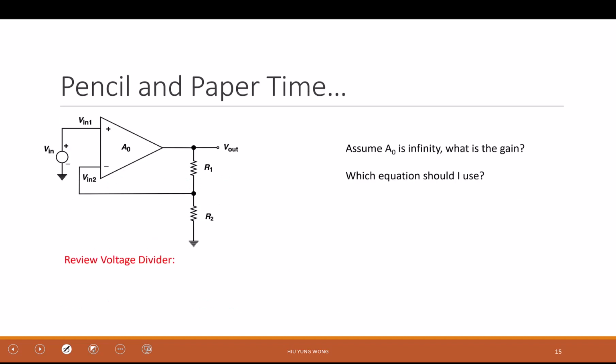Now let me challenge you. I'll give you 1 minute. You won't be able to finish, but I just want you to think about how you are going to solve this problem. I have another inverter, and you trust me, this has proper feedback. This time I assume A0 is infinity. What is the gain of this circuit? You won't be able to solve it. Just think about the strategy, and then we will try this together.